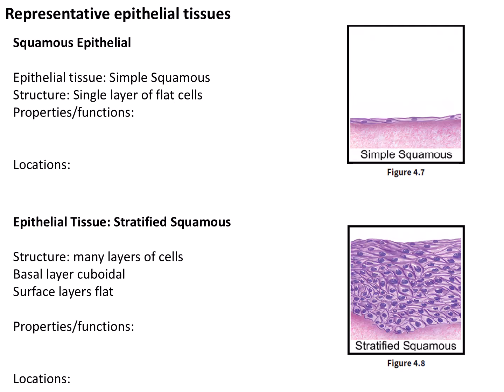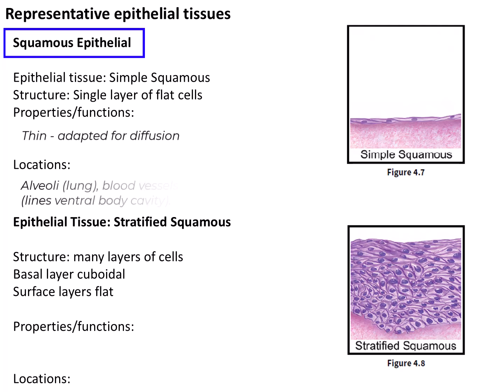Alright, so let's look at some different types of epithelia and talk about their functions and locations. We're going to start with a simple squamous epithelium. This is a single layer of flat cells. This is a very thin epithelium and it's well adapted for diffusion. We find it in the alveoli of our lungs, we find it lining our blood vessels where it's known as the endothelium, and we find it lining our ventral body cavity. This is known as a mesothelium.